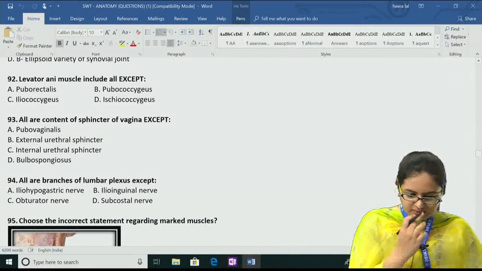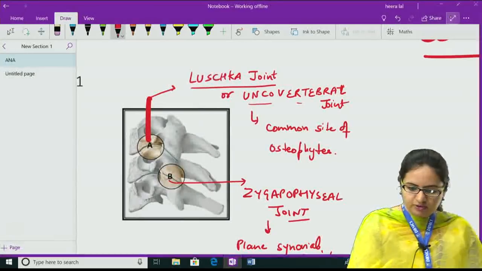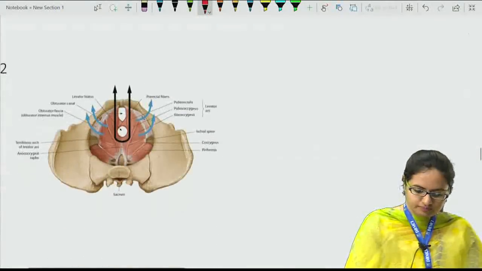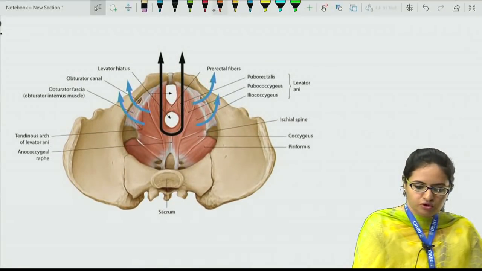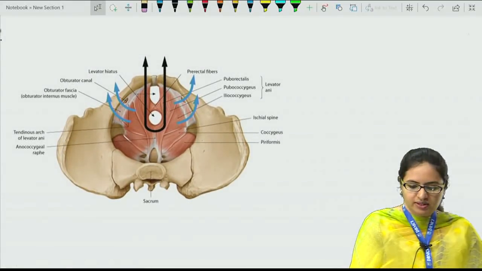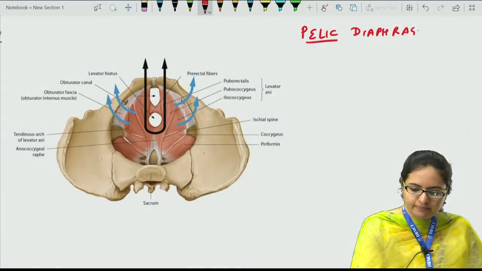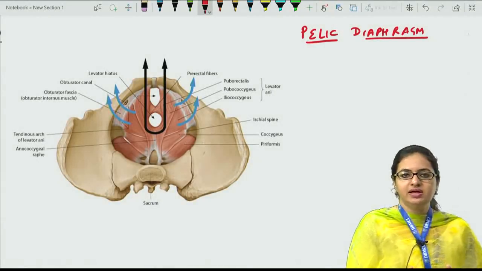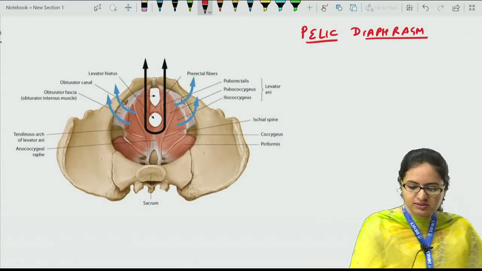Question number 92: the levator ani muscle consists of all these parts except. For the levator ani muscle, this picture is showing the pelvic diaphragm. The pelvic diaphragm covers the whole of the perineum and provides support to the various viscera present in the pelvis. This pelvic diaphragm mainly has two muscles, the levator ani muscle and the ischiococcygeus muscle.